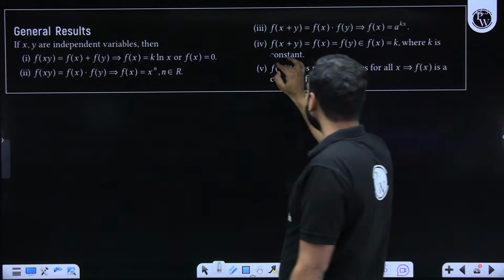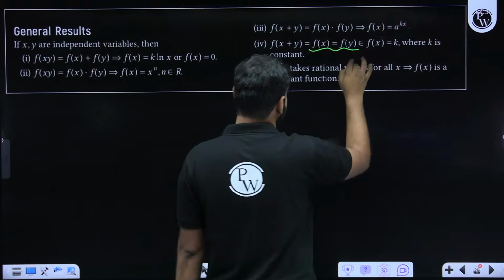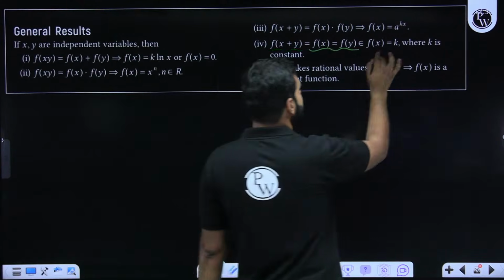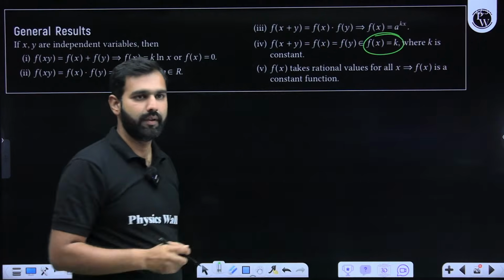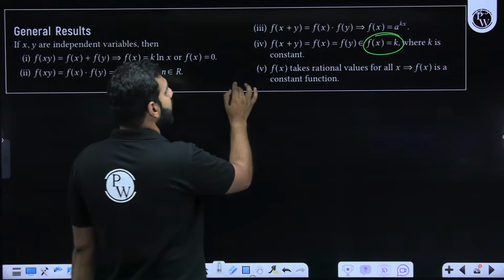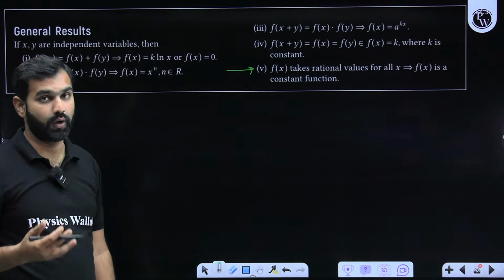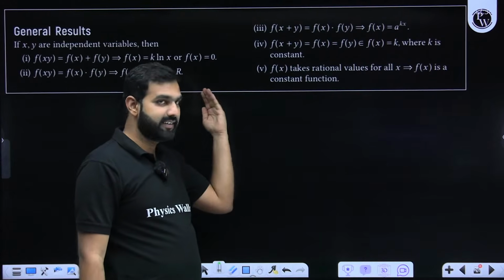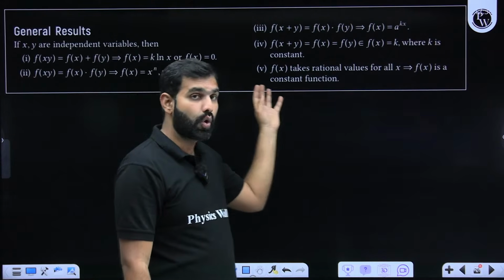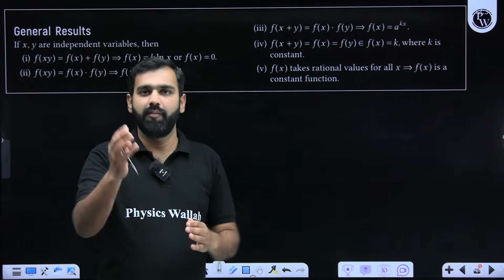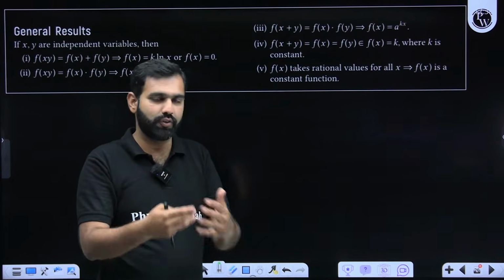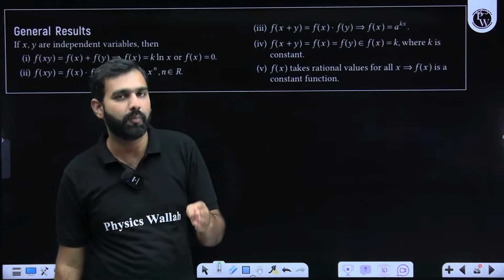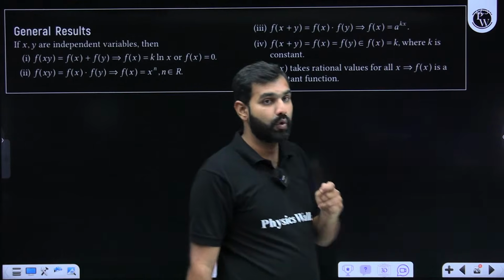From here, f(x+y) is equal to f(x) is equal to f(y). Then it will be true only when f(x) is a constant function. Do remember that. Next conclusion from here, if f(x) takes rational values for all x, then f(x) is a constant function. I repeat, we are told that there is a function f(x) which takes rational values for all x. So there will be rational, irrational, rational, irrational, all sorts of numbers. But despite that, it is taking only the rational numbers. That will be possible only when f(x) is a constant function.